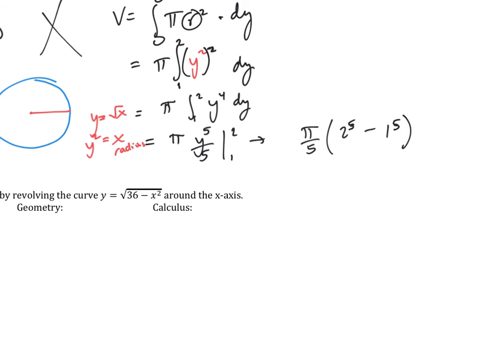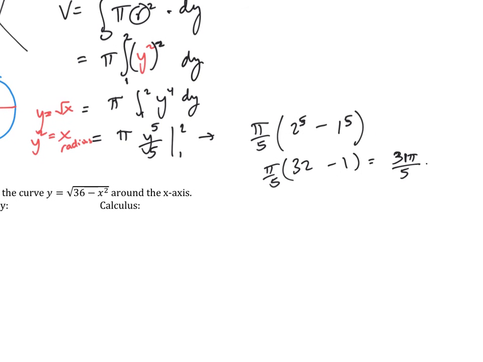And 2 to the 5th is what? 2 times 2 is 4, times 2 is 8, times 2 is 16, times 2 is 32. So I'm getting 32 minus 1 times pi over 5. And if my math is good, 31 pi over 5 cubic units is what I'm getting there.